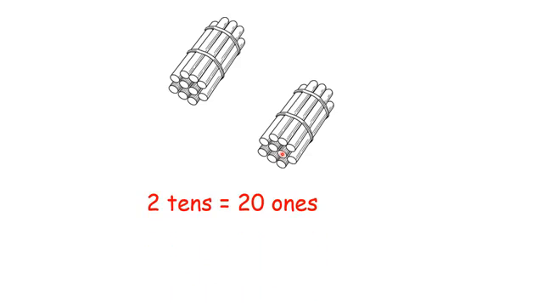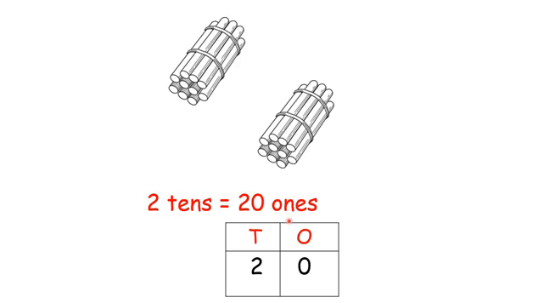Now children, 2/10 is equal to 20 ones. Now if I have to write it down in the notebook, I will follow the place value system. That is O for the ones column, T for the tens column. We write 20 like this. 2 will be under the tens column and 0 will be under the ones column.